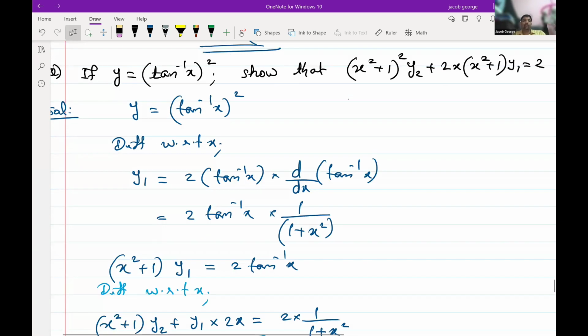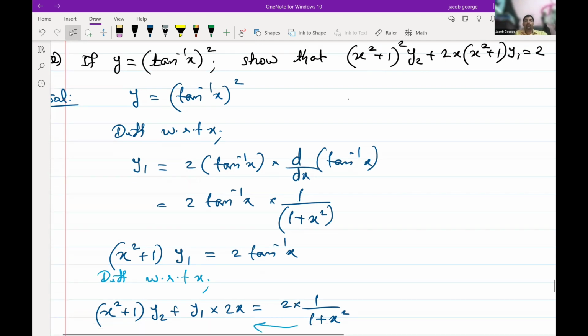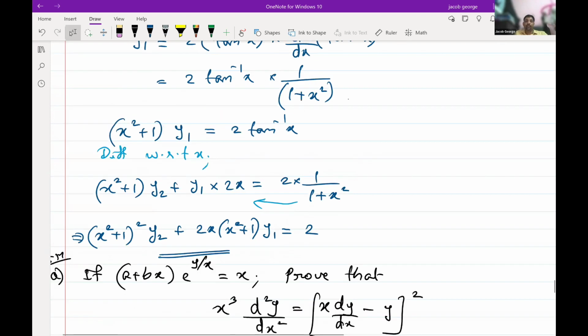Y is equal to tan inverse x the whole square. First, y1. Y1 means first derivative. Similar to x square, 2x. So 2 into tan inverse x into d by dx of tan inverse x, that is 1 by 1 plus x square. Then that 1 plus x square is multiplied to the left side. (x square plus 1) into y1 is 2 tan inverse x. Then differentiate with respect to x. (x square plus 1) into derivative of y1, which is y2, plus y1 into 2x equal to 2 into 1 by 1 plus x square. Then that 1 plus x square is multiplied to the left side to get the answer. Clear?